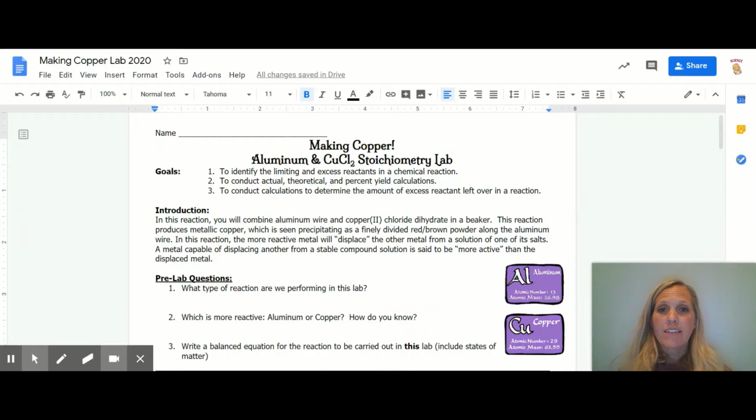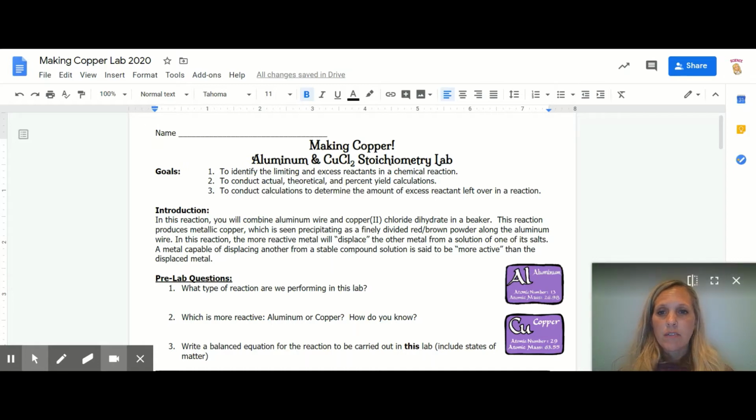Right, so for today's live lab, we are making copper in a beaker. I'll be combining aluminum and copper 2 chloride in a solution and reacting those two to produce copper in the lab. The goals of this experiment today are for you to be able to identify limiting and excess reactants in a chemical reaction, to conduct actual, theoretical, and percent yield calculations, and also to conduct calculations to determine the amount of excess reactant that's left over after the reaction has gone to completion.